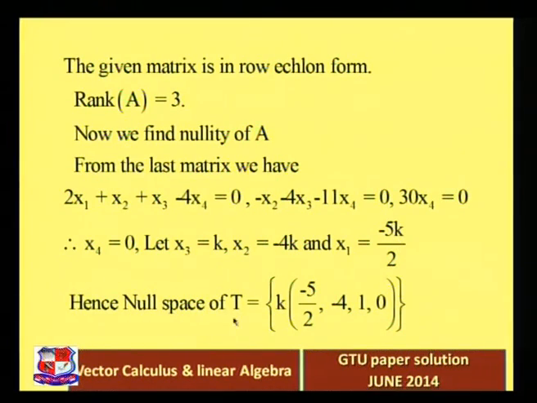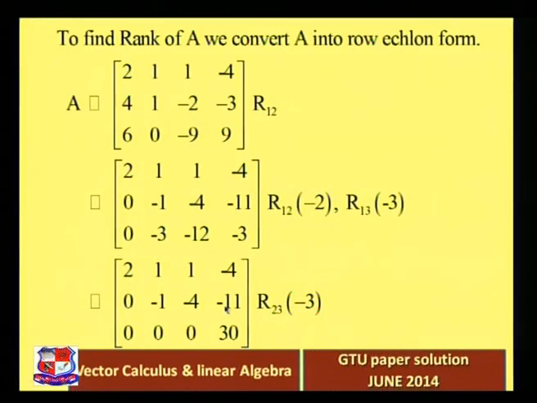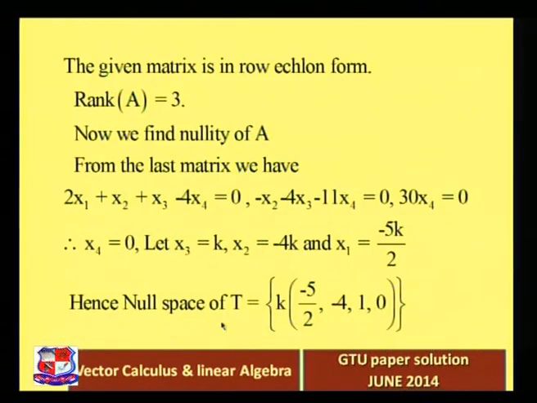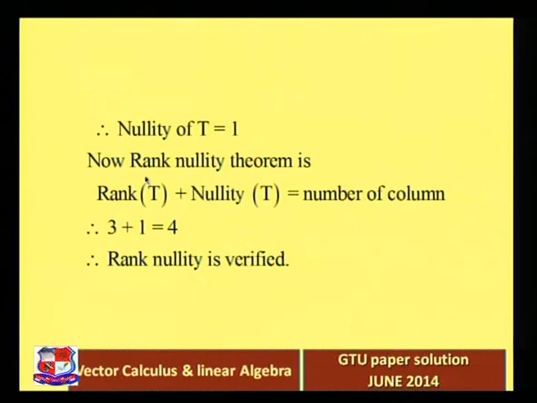So hence the null space of T is k times (minus 5 by 2, minus 4, 1, 0). This is a basis vector, and the rank of this transformation is 3, right? And the basis for the null space has 1 vector, so nullity of T is equal to 1. Now the rank nullity theorem: rank of T plus nullity of T is equal to the number of columns. So 3 plus 1 is equal to 4.